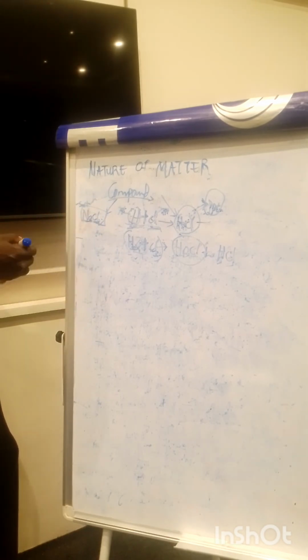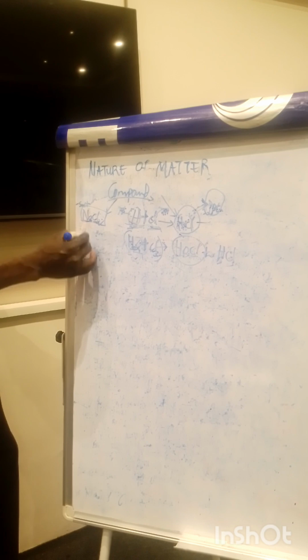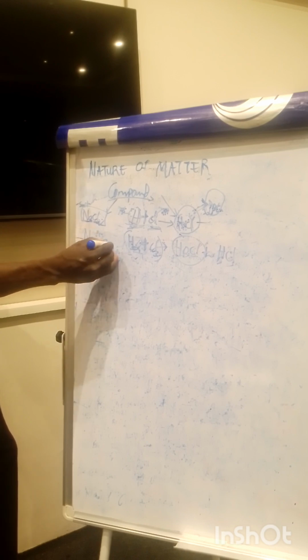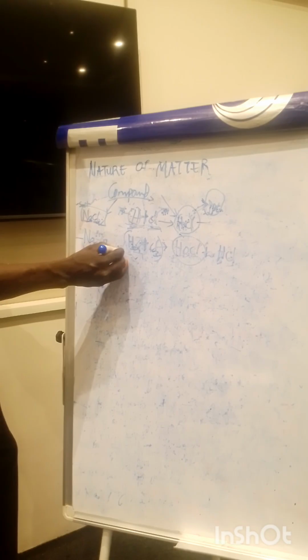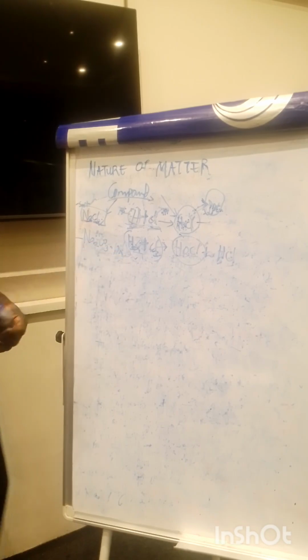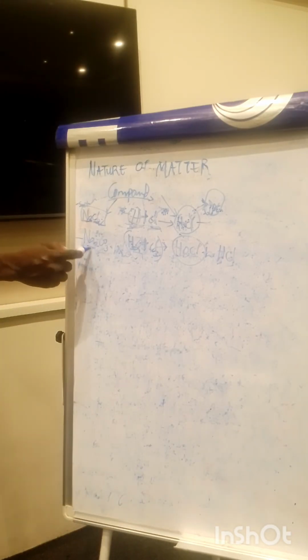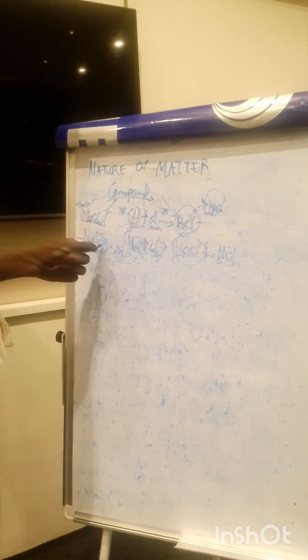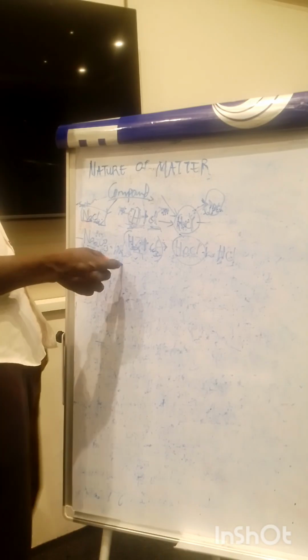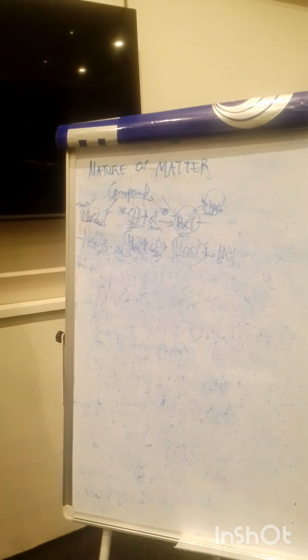Let's go into another example. We have our washing soda. This is the formula of your washing soda, Na2CO3.10H2O. So this is an example of a compound, again coming from the combination of your sodium, your carbon, your oxygen, and your hydrogen, and they are all in a fixed ratio. So it's a perfect example of a compound.